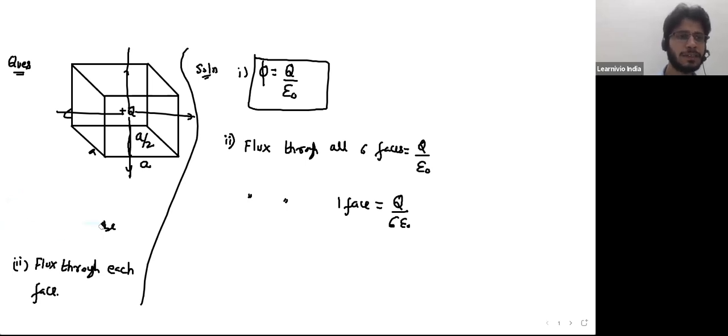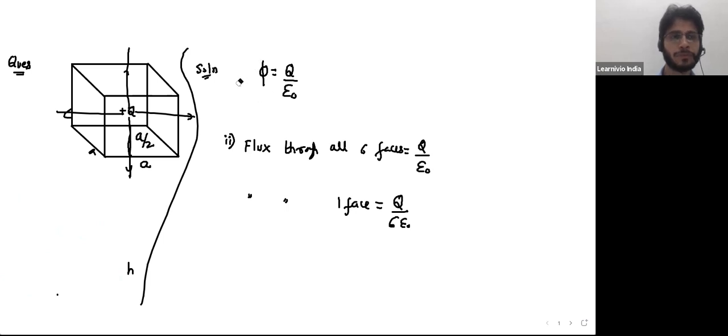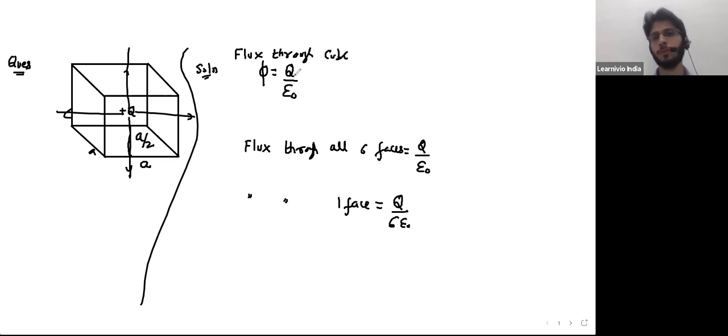Flux through the cube is q by epsilon naught. But this time you don't need flux through the cube, you need flux through the square, which is one face of the cube. So first we calculated flux through the 6 faces, which is q by epsilon naught. Then flux through 1 face, which is q by 6 epsilon naught. Yes, Abdullah, clear now?